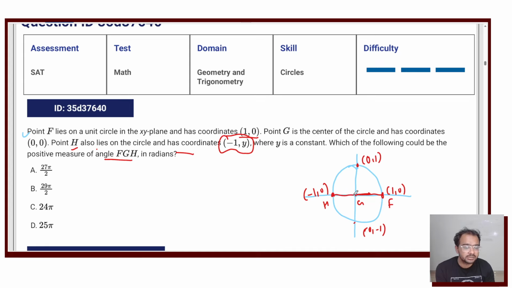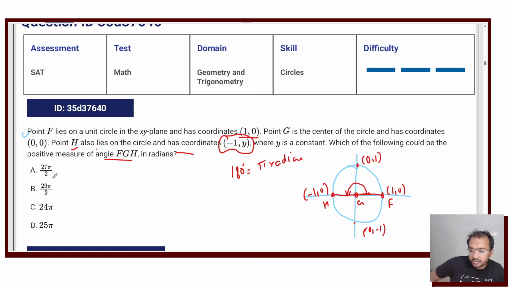So FGH, you can see that all these three points lie in a straight line. For angle FGH, G is given in the middle, so that will be the vertex. I want this angle's positive measure, so I will be going this way, counterclockwise. So we know this is 180 degrees, and 180 degrees will be pi radians.